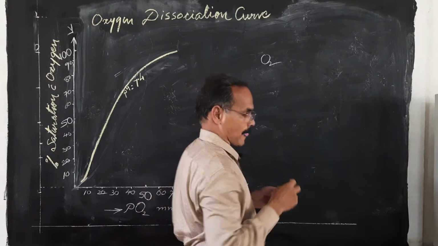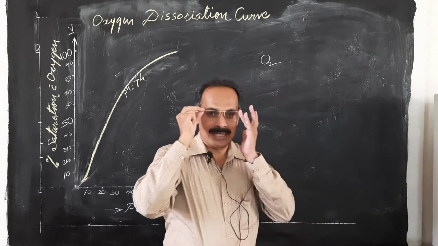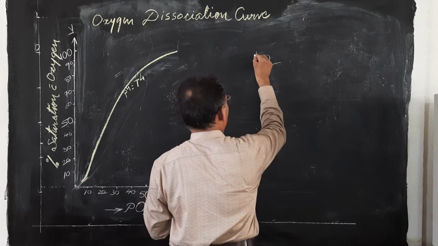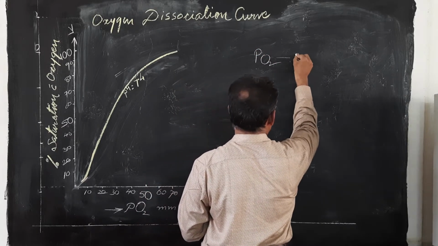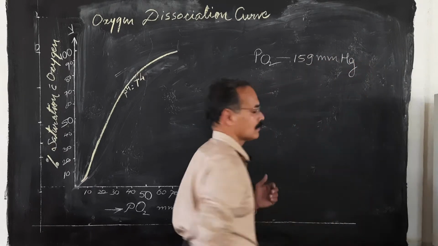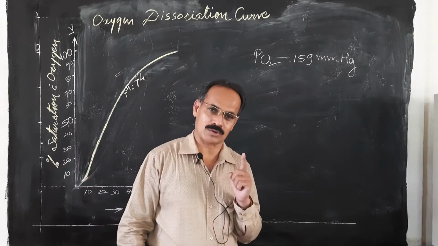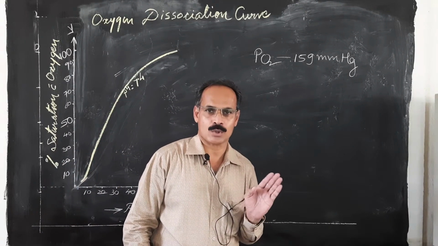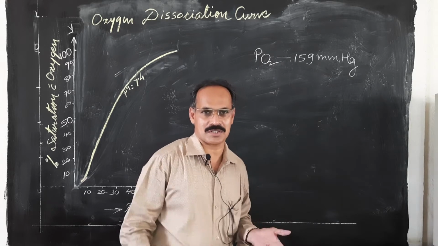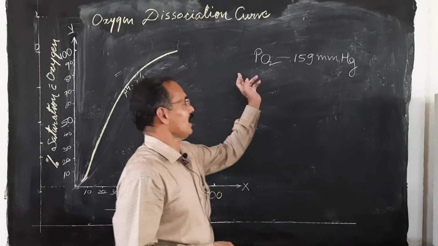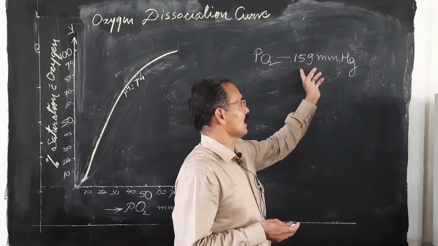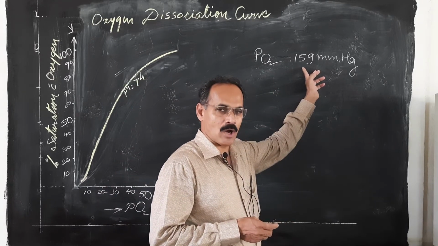As you know, whenever we inhale air, it has oxygen, and the partial pressure of oxygen is about 159 millimeter of mercury. Whenever I am talking about partial pressure, you must know that partial pressure means the pressure created by a gas in a mixture of other gases also. So here, the partial pressure of oxygen in alveoli is about 159 mm of Hg.